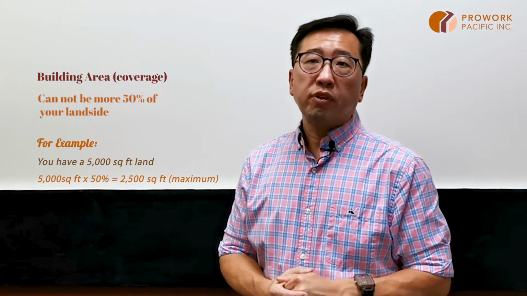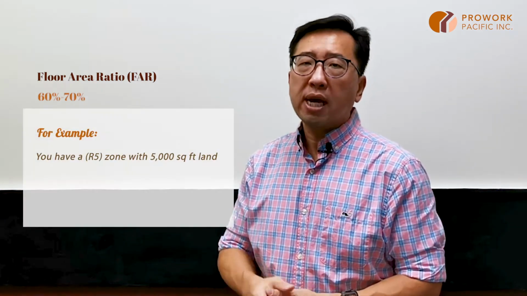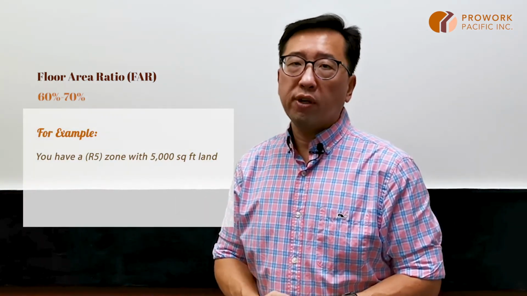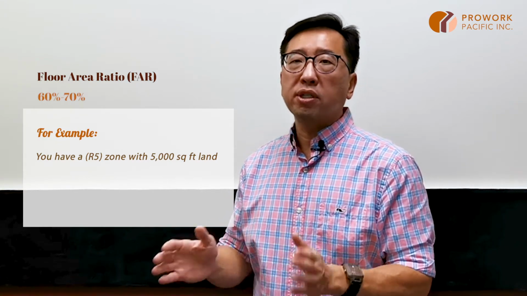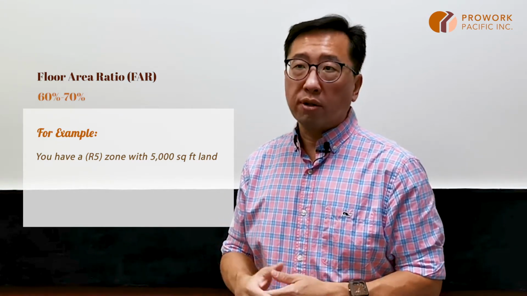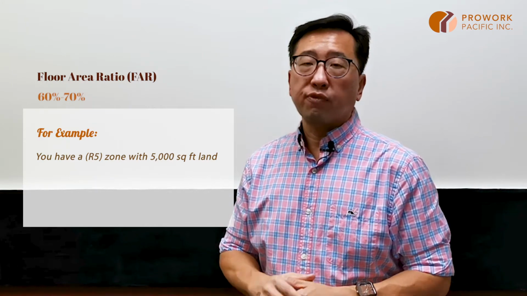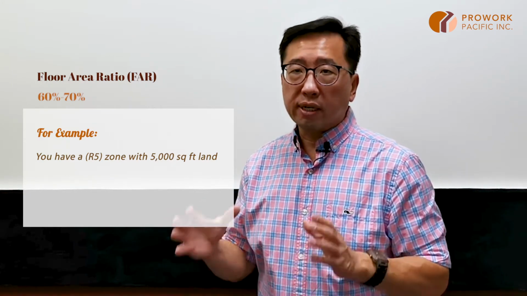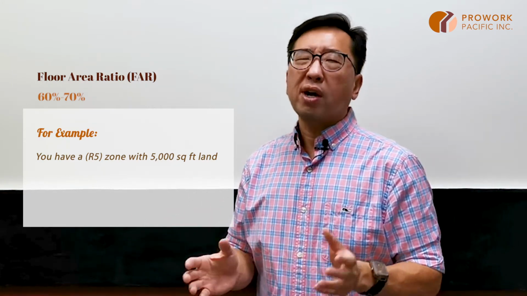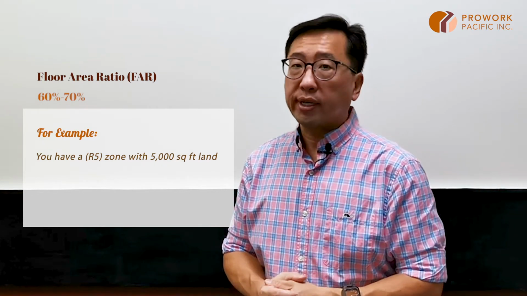Okay, now floor area ratio, which we call FAR, is another one. For our zone, FAR goes up to 0.6 and to 0.7. Let's say you have 5,000 square feet. Why am I using 5,000 square feet? Because R5, 5,000 square feet, is almost the most common standard residential lot in Honolulu. A lot of land is around this size, so that's why I always use 5,000 or R5 as an example.